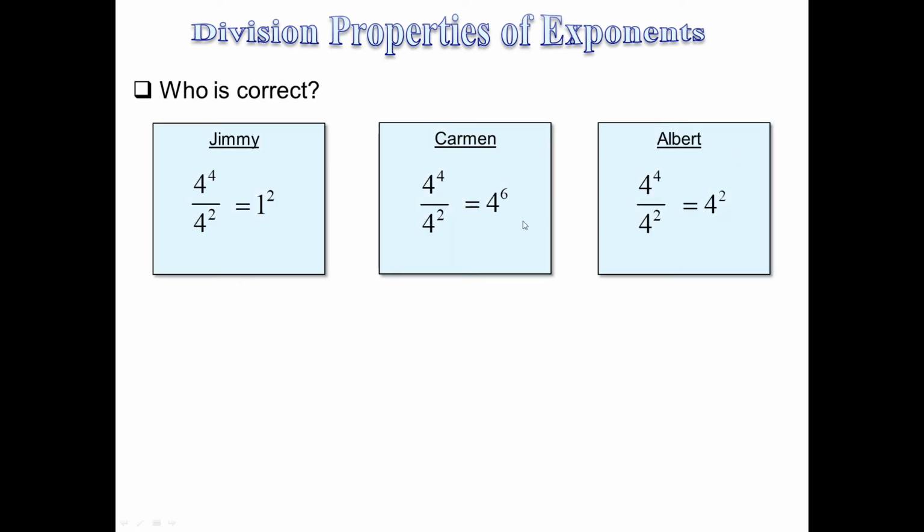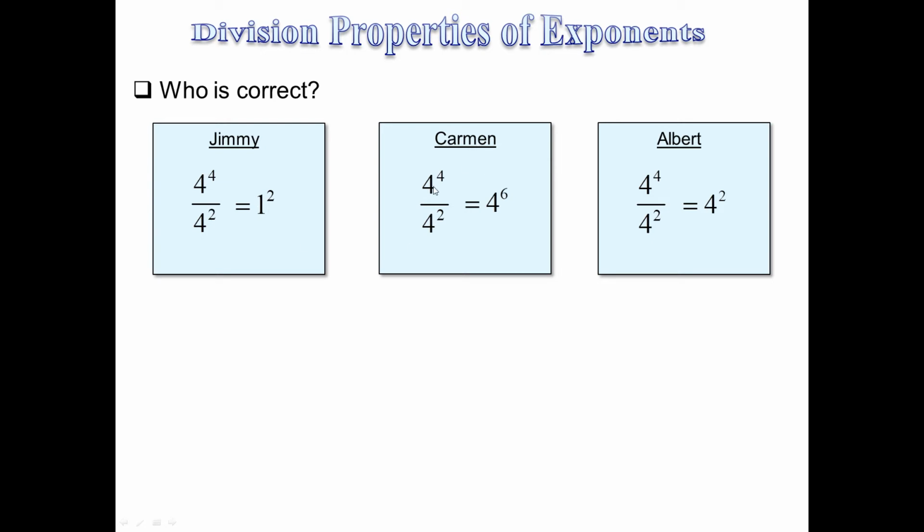Think about that and let's determine who is correct. Is Jimmy, Carmen, or Albert correct here? Jimmy, Carmen, or Albert? Jimmy's wrong. Why is Jimmy wrong? Because he didn't keep the base. I see students that want to do this all the time. If there were no exponents here, 4 divided by 4, sure, that's 1. But because there are exponents, in order to condense them, you keep the base and subtract the exponents.